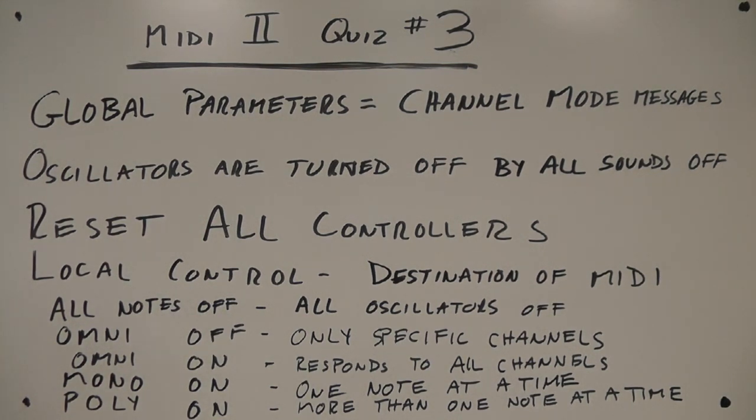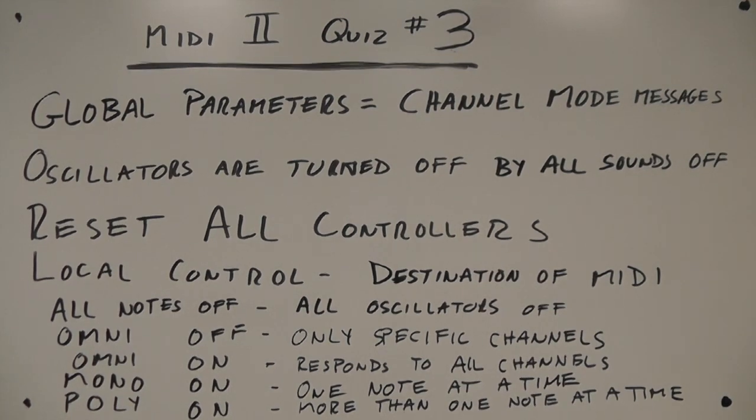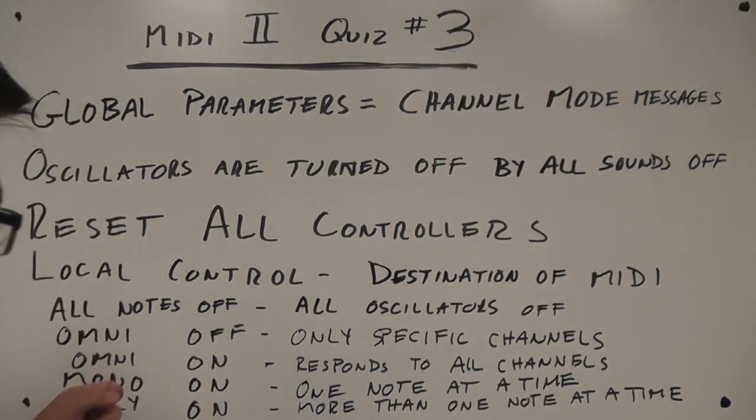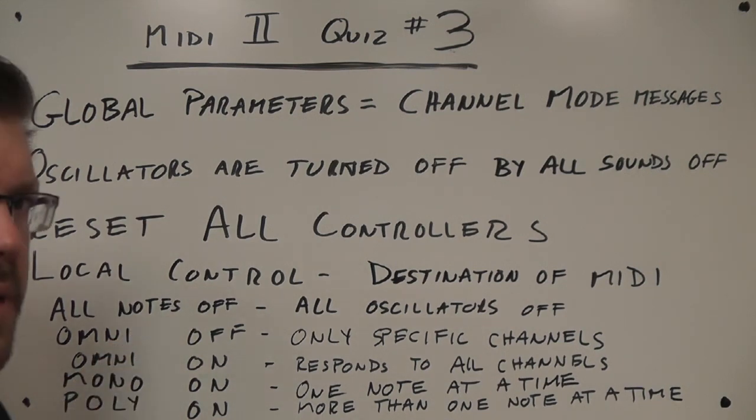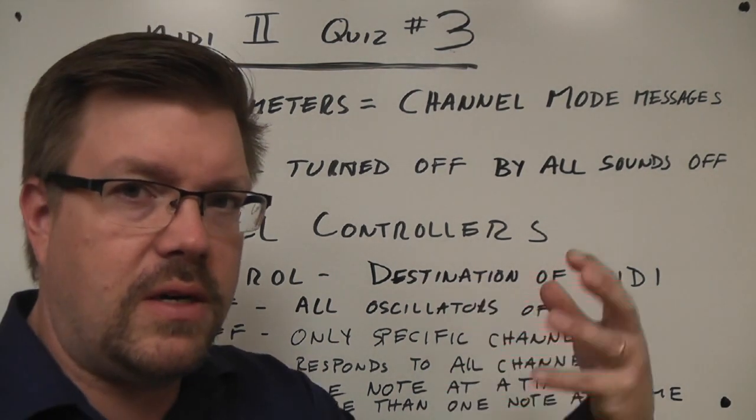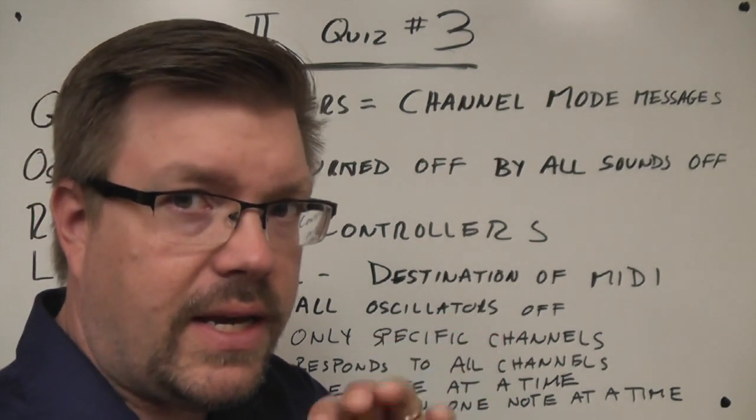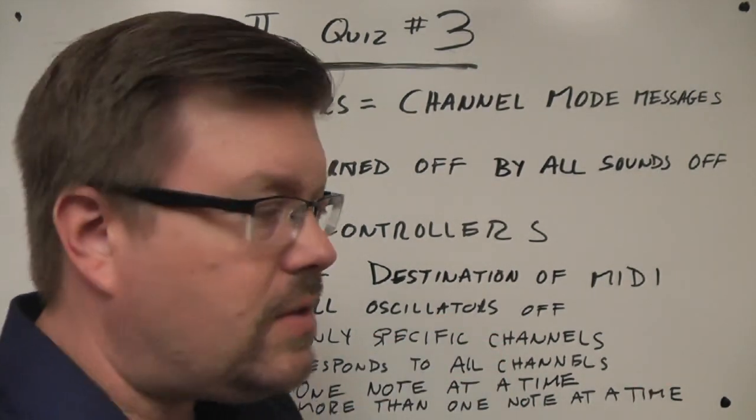Just throw a bunch of the channel mode messages at you. Again, the all notes off, that will turn off your oscillators. Omni mode. Omni mode means that all of the channels that are plugged into the system can control any of the channels.